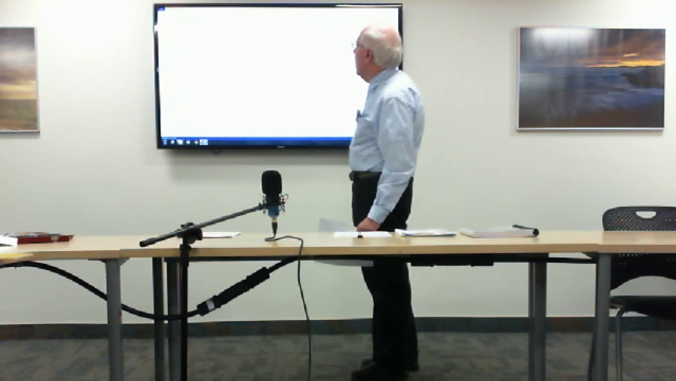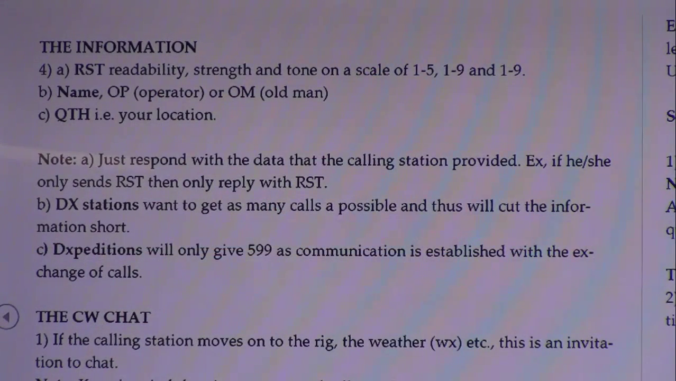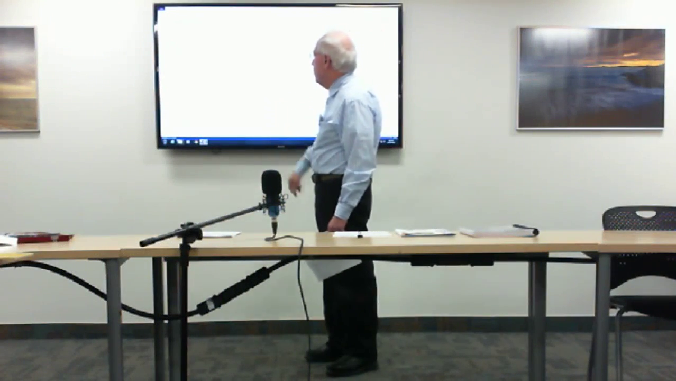Okay, and you just respond with the data the calling station provides. If he only sends the RST, then only reply with the RST. Don't give him all the other information. He says, VA3ZB, you are 599. Then only send him what his signal report is, 599. That's it. Don't send him anything else because he wants to make more communications. He just wants it short, right? Because he's most likely a DX station. But if he starts getting into 599, I'm using the weather is this, that, he wants to chat. So then you can have a chat. Okay? You can have your chat.